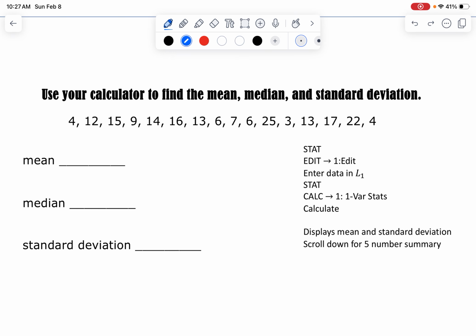So here is the data display. You'll notice that all the data, 4, 12, 15, etc., is not in order. That is okay. So I'm going to find all 3 of these, and I'm not going to put these all in order. I'm just going to use my calculator to do this. So let me show you how that's done.